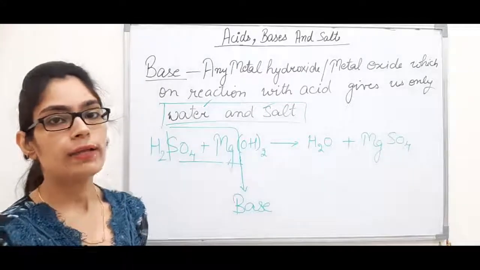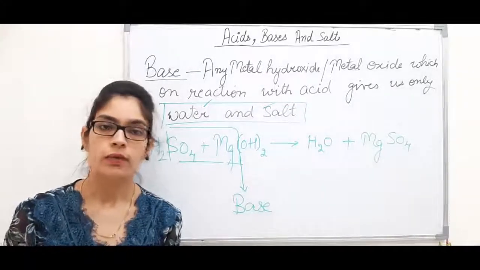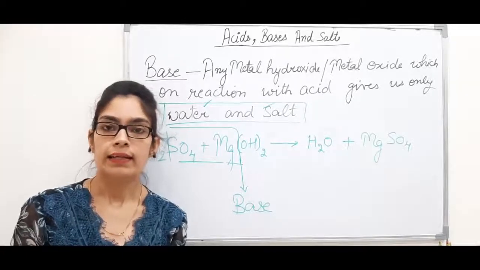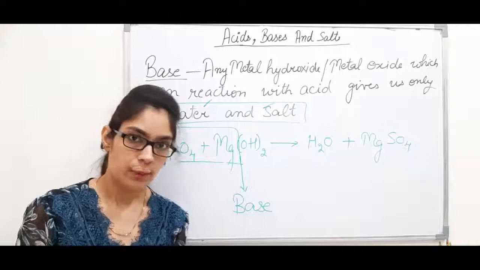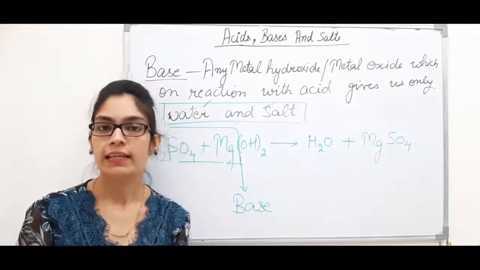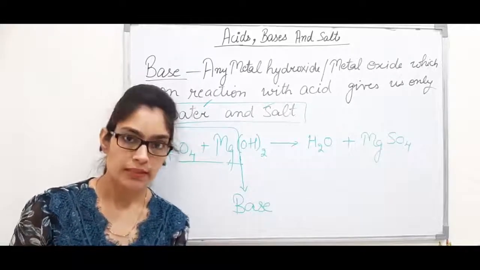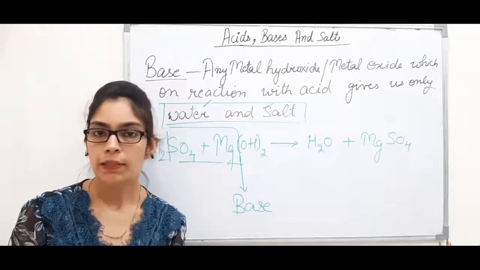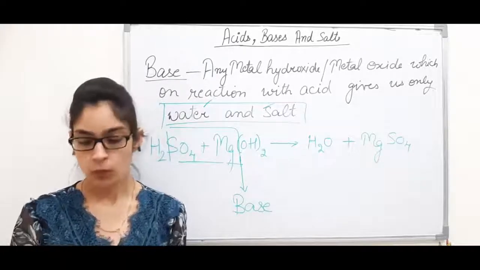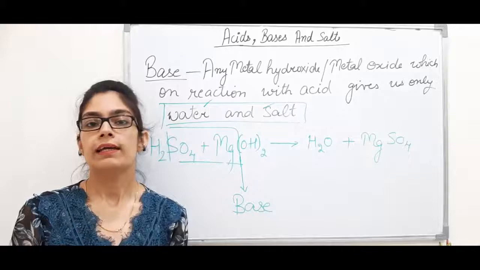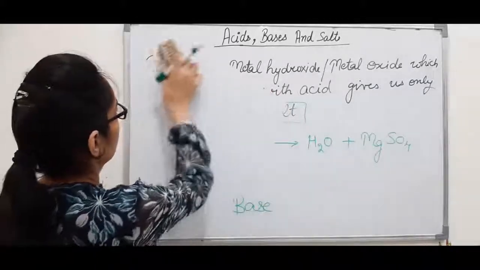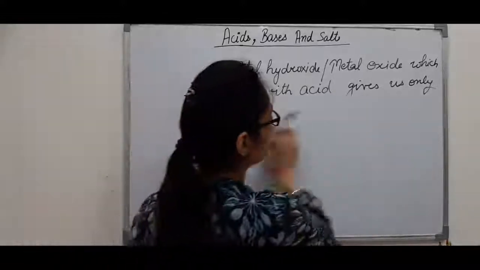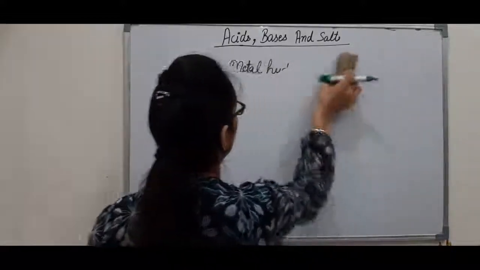Now let's try to find the presence of a base, similarly to what we did for acids. For acids, we checked the presence with the help of indicators. In the case of bases also, we will use the same indicators, and let's see what changes there will be. So let's try to find it out. We'll take the same indicators. I will write it down.